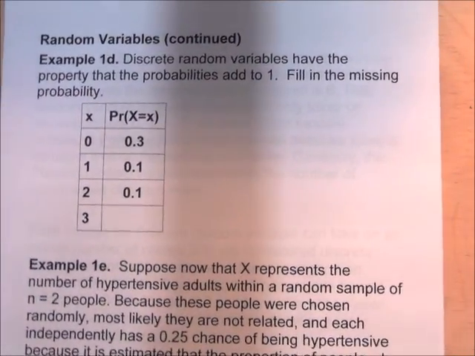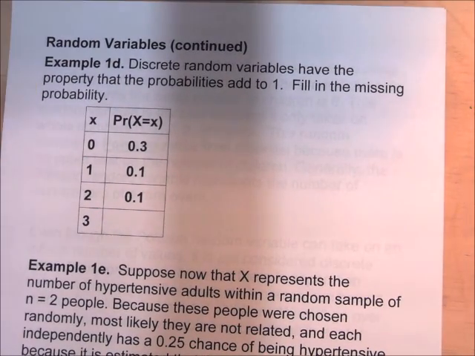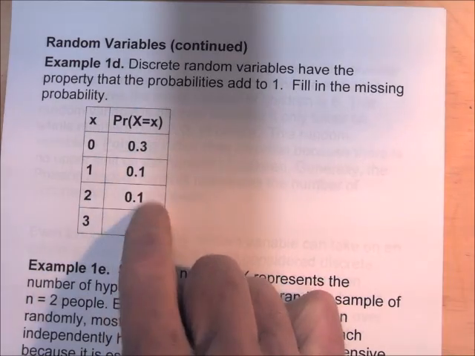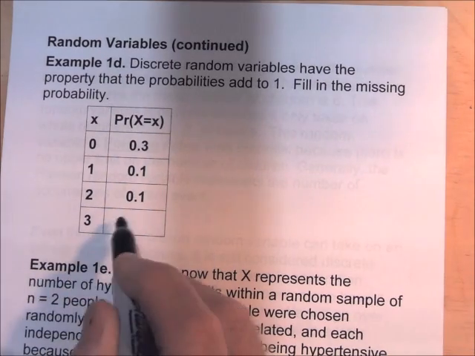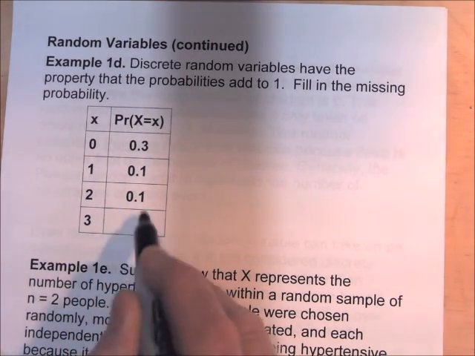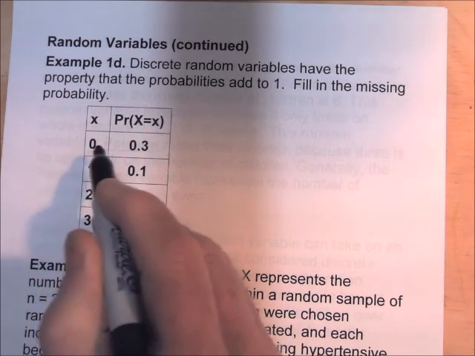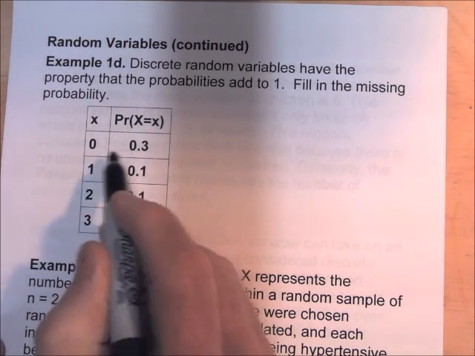Example 1d. This is similar to something some of the assignments in WebAssign also. Discrete random variables have the property that the probabilities add up to 1. So if we're given a list of probabilities and we're missing one of them, we can figure that one out because we know these have to add up to 1. So here we have this unknown probability for x equals 3. So x is 0, 1, 2, or 3.